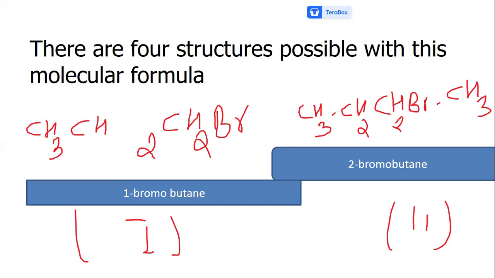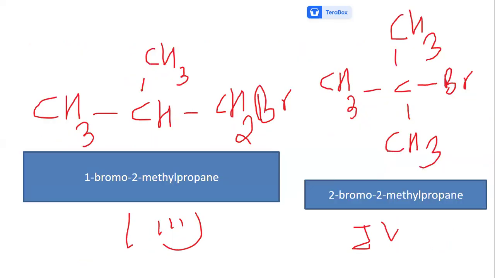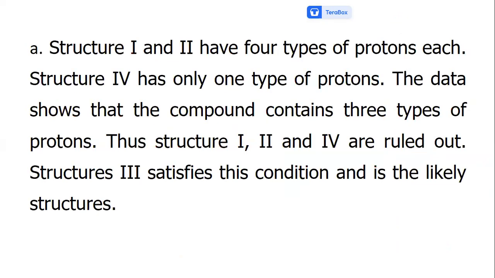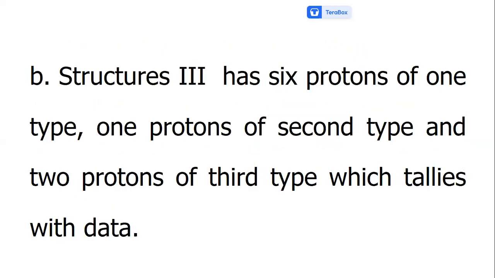There are 4 structures possible with this molecular formula: 1-bromobutane, 2-bromobutane, 1-bromo-2-methylpropane, 2-bromo-2-methylpropane. Structures first and second have 4 types of protons each, structure IV has only 1 type of proton. The data shows that the compound contains 3 types of protons. Thus, structures first, second, and IV are ruled out. Structure third satisfies this condition and is most likely the structure.